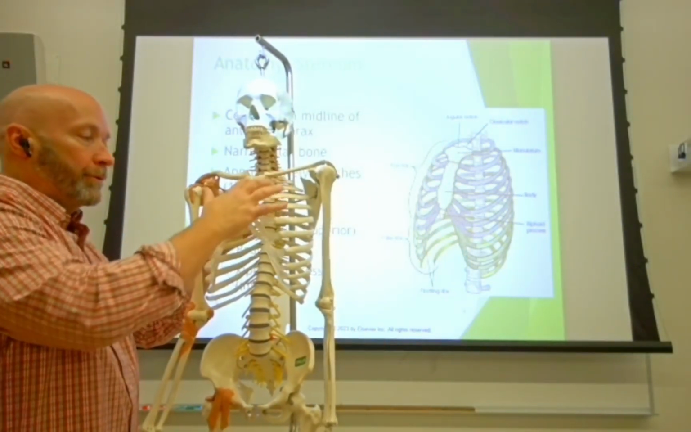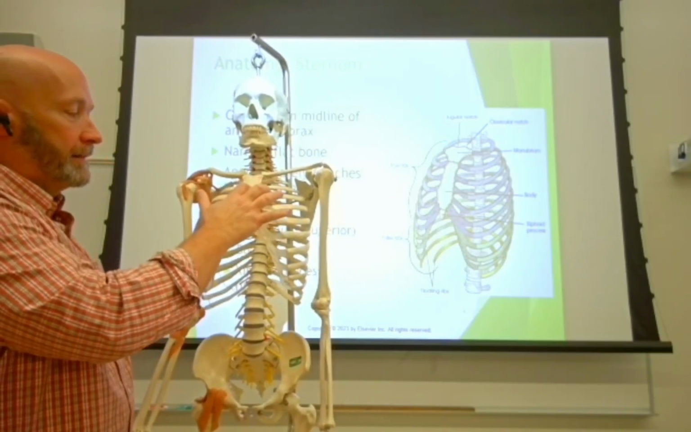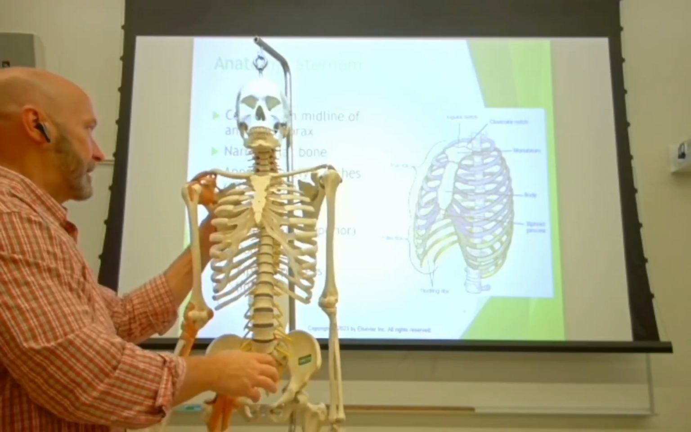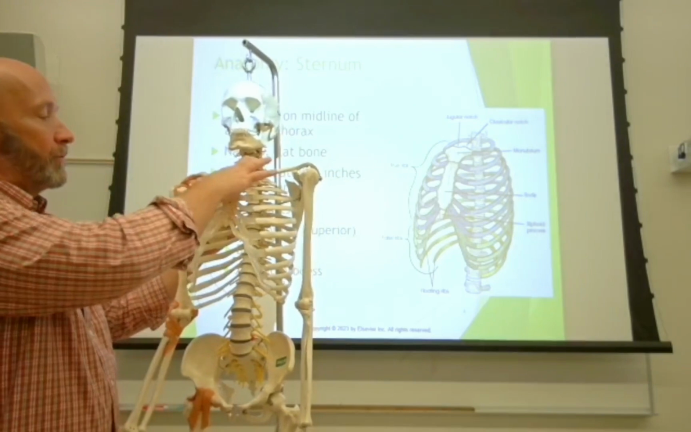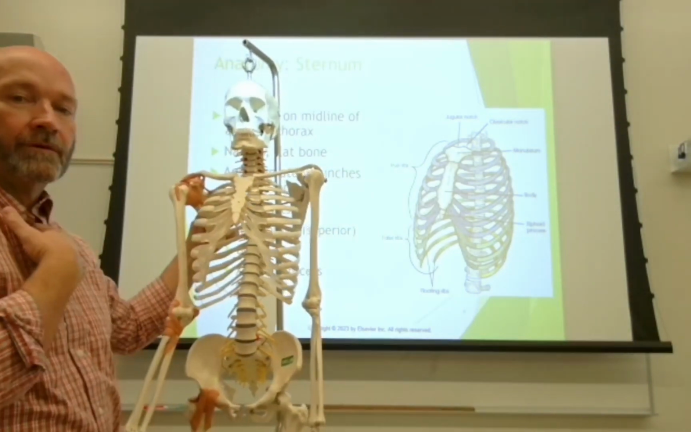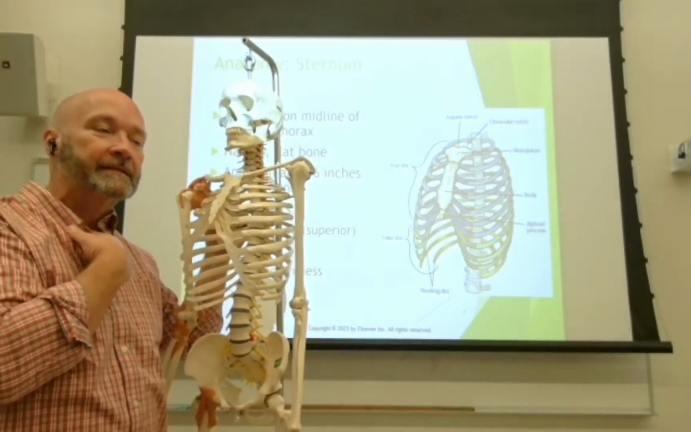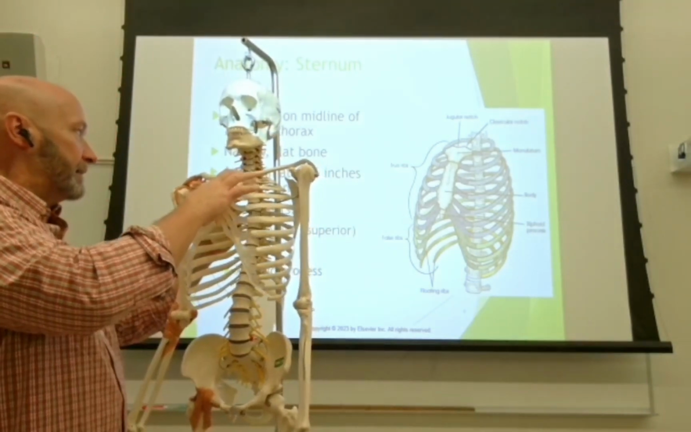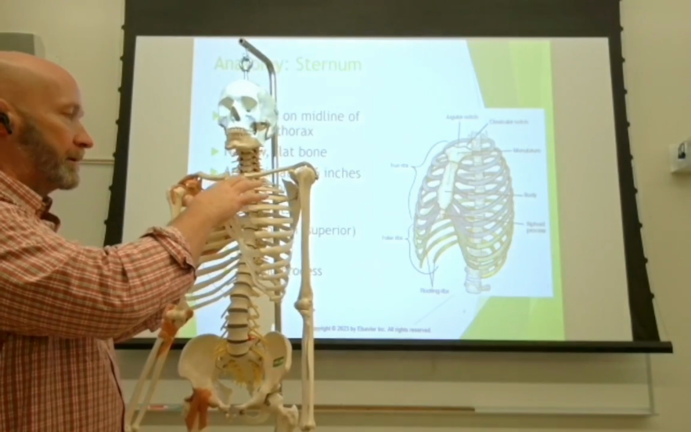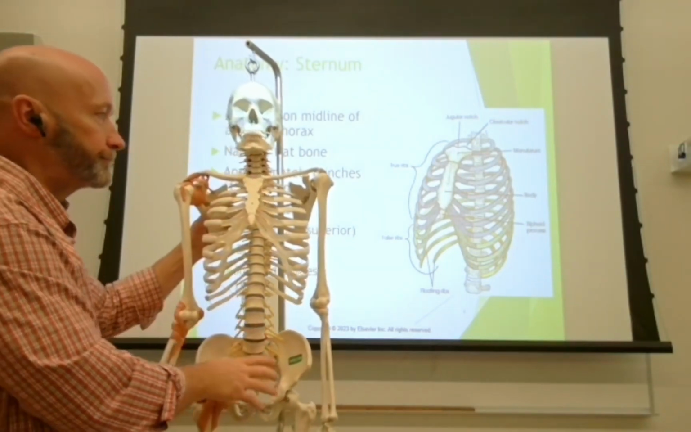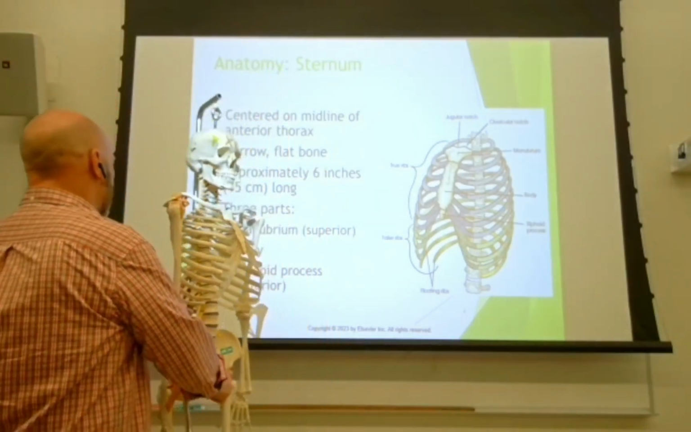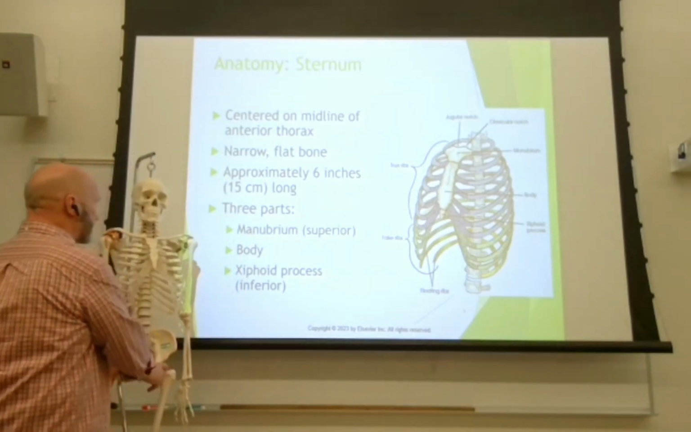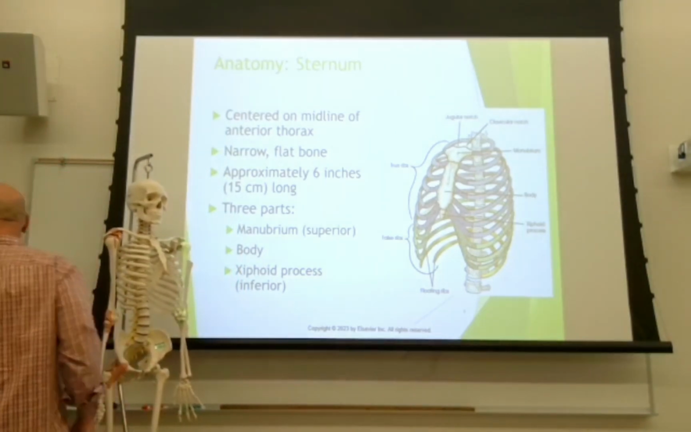So you've got the manubrium, and then you've got the body, and then you've got the xiphoid process. All the way up at the top up here where your soft tissue indents, right there is what we refer to as the jugular notch. And then right here, this is what we call the sternal angle. So the manubrium is superior, and then the body, and then the xiphoid process.